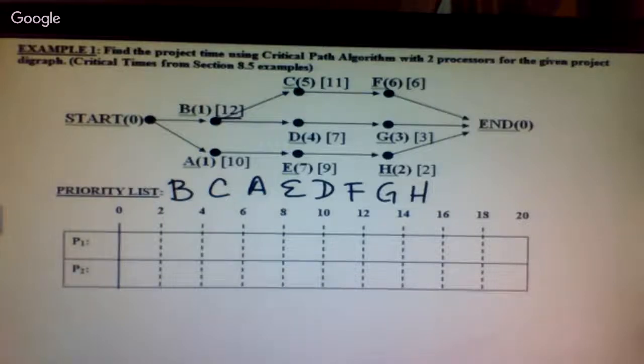So now, what task can be done from the start? B and A. Everything goes back to what you already know. B and A. I've got 2 processors, so one's going to take task B. Now be careful. When you schedule, you're not using your critical times. You're using your processing times. So B only takes an hour. A only takes an hour. So when you're putting them into the schedule, you're looking at the numbers in parentheses.